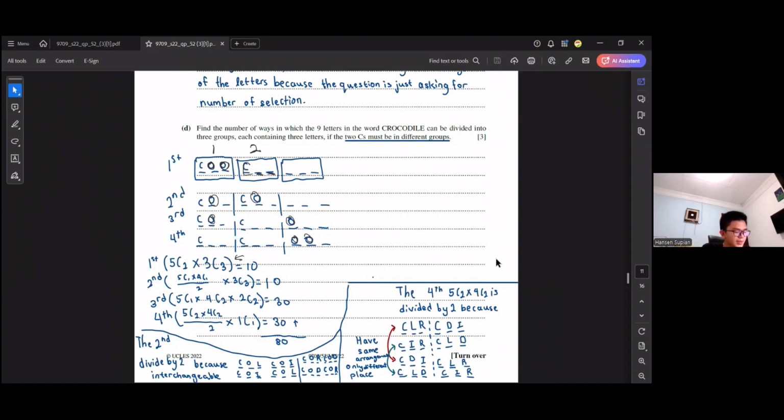And then after that, the second one is 5 choose 1 times 4 choose 1, over 2, times 3 choose 3. Why do we have to divide it by 2? It's because on the bottom of the paper, there is already the note that, let's say, COL and COI is the same as the arrangement with COI and COL, or COR COD is the same as COD COR.